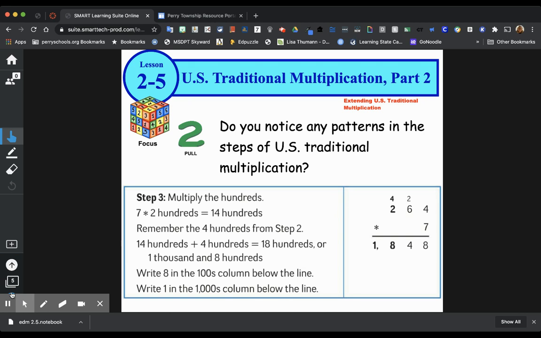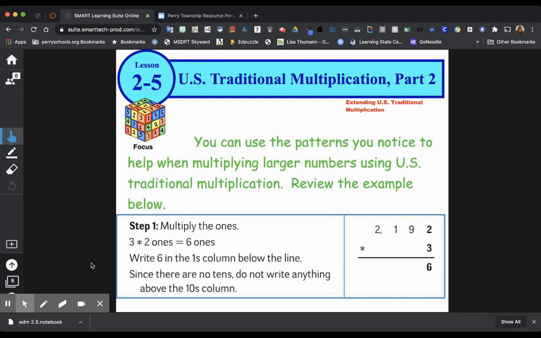Okay, so hopefully you're noticing patterns in the steps of the U.S. traditional multiplication. So take a look at step 3 here. Multiply the hundreds. So before we just had ones and tens places, now we're moving over to the hundreds place. So instead of having a two-digit by 1, we have three-digit by 1. We just keep moving over place values. So you can use the patterns you notice to help when multiplying larger numbers, like using U.S. traditional multiplication.